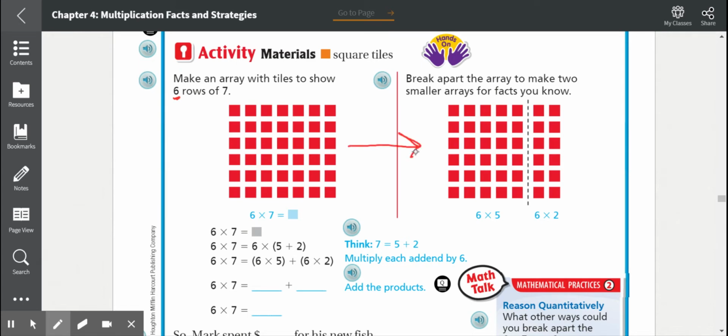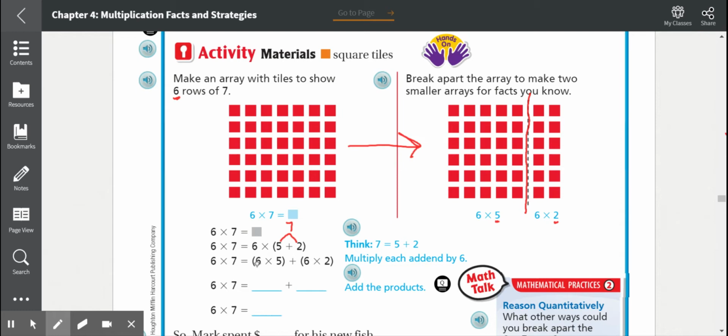Now I want you to draw a line right here where they have the dotted line. And now we have broken apart the 7 into a 5 and a 2 because we know that 7 can be broken into a 5 and a 2. So now we have 6 times 5 and 6 times 2. Okay, let's go back to here. So we know that 6 times 7 equals 6 times 5 plus 2, because 5 plus 2 is what equals 7.